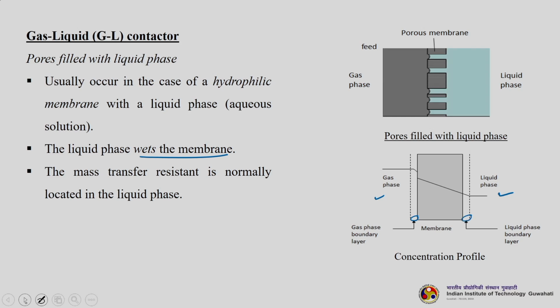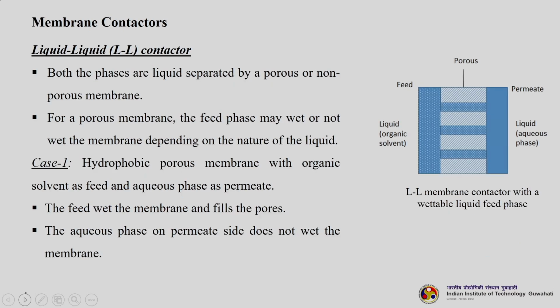Then the next one is the liquid-liquid contactor. Here both the phases are liquid, separated by a porous or non-porous membrane. For a porous membrane, the feed phase may wet or not wet the membrane depending upon the nature of the liquid. So, let us understand the different cases. Let us take the first case, a hydrophobic porous membrane, with organic solvent as feed and aqueous phase as permeate. You can see how the schematic diagram looks.